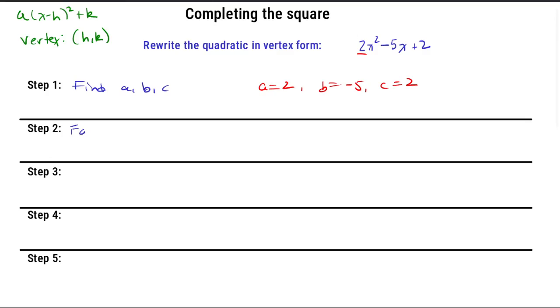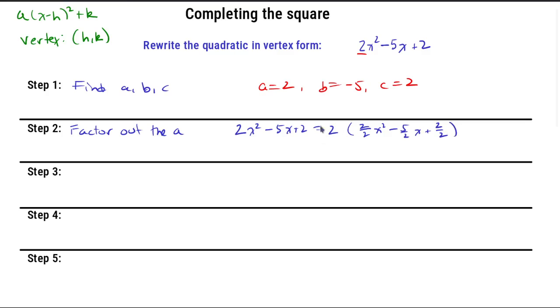Now we're going to factor out the leading coefficient, so we're going to factor out the a from the quadratic. We have 2x squared minus 5x plus 2. That's where we're starting. We're going to pull that 2 out. So we're going to put in some parentheses and then divide everything by 2, like so.